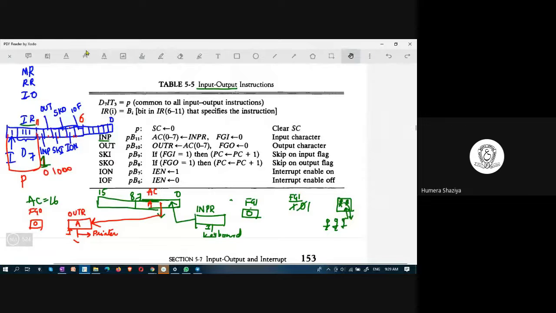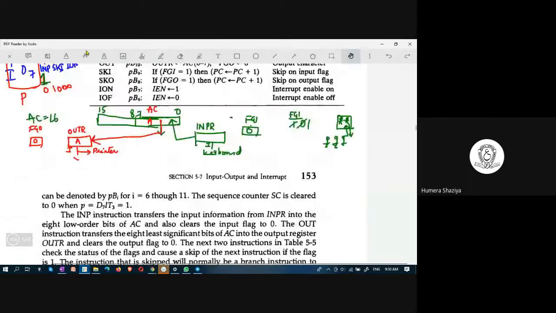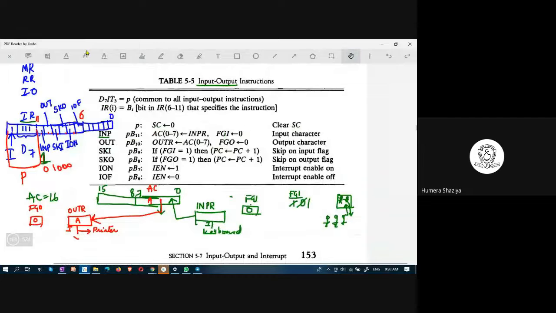ION is interrupt enable on, which we will study further now. IEN is again a flag. When it is 1, interrupt is on. When it is 0, interrupt is off. Input and output you understood. This is input and output. SKI and SKO also you know. If here it is 1, just increment the PC. There is a PC register. Increment the value of PC.